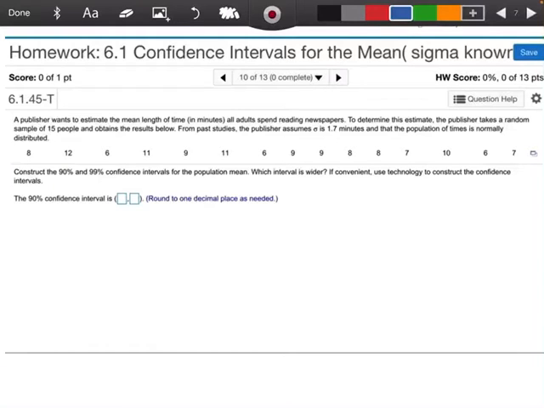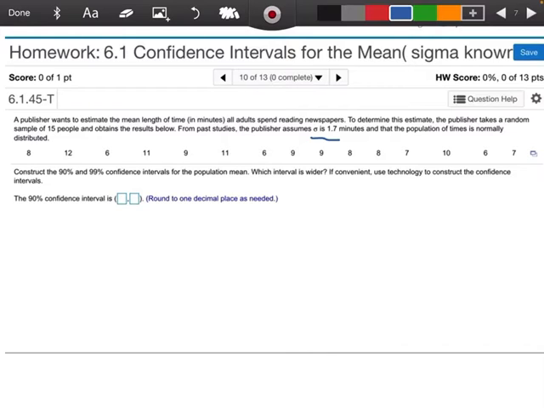All right, so this is number 10 out of 6.1. The problem says a publisher wants to estimate the mean length of time in minutes that all adults spend reading newspapers. To determine the estimate, the publisher takes a random sample of 15 people and obtains the results below. From past studies, the publisher assumes the population standard deviation is 1.7 minutes. Assume that the population of times is normally distributed.